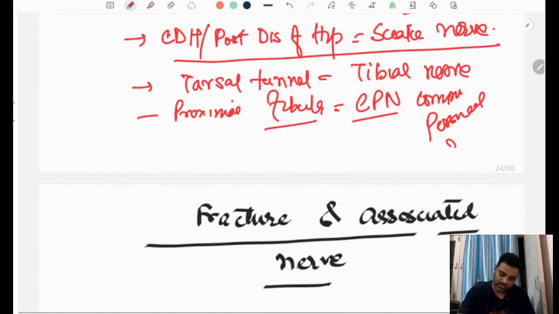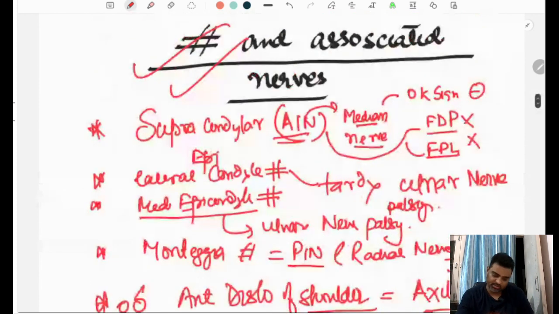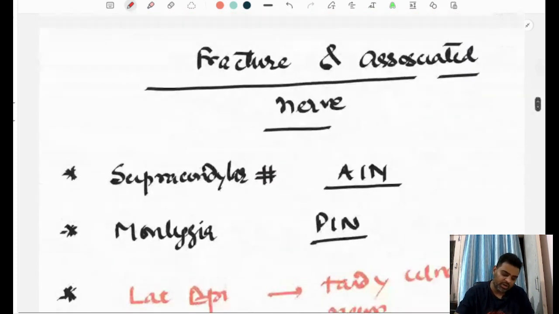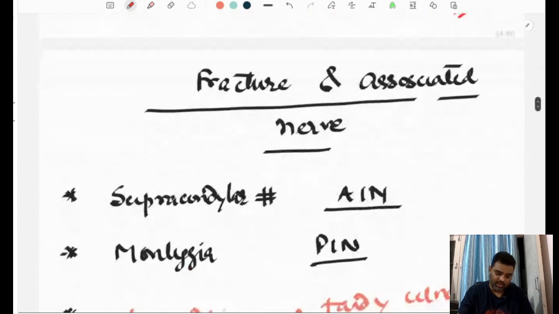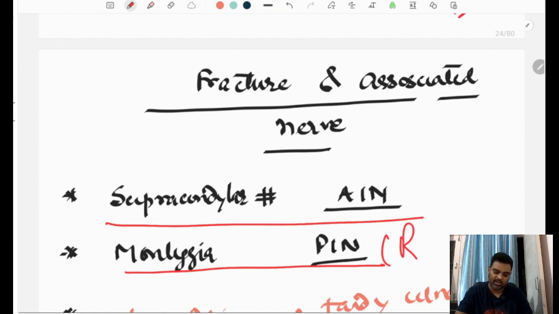Peroneal nerve. So I have told all these; these questions have been asked or will be asked. Just revise that. In supracondylar fracture, it is the anterior interosseous nerve. In Monteggia, I have told you, it is the posterior interosseous nerve, which is a branch of the radial nerve.